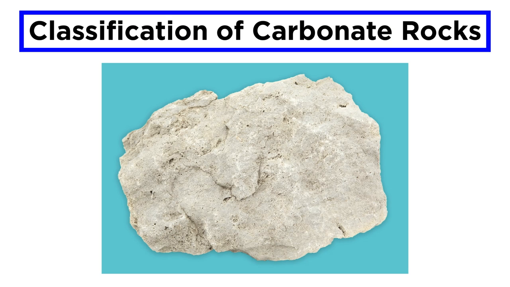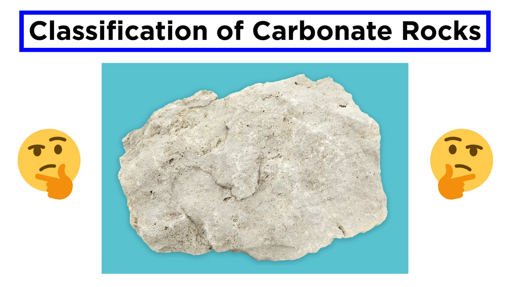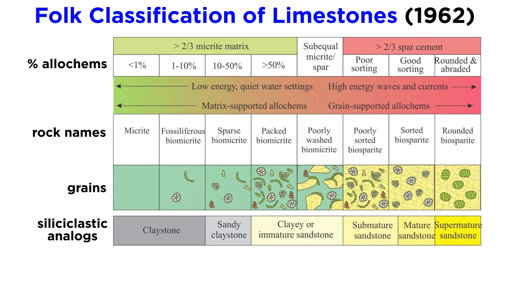Now that we have an understanding of what makes up carbonate rocks, we can start classifying them. The classification of carbonate rocks can be a bit confusing. Not only does it use a completely different scheme than siliciclastic rocks, but there are two completely different systems used, both being based on the rock's texture. We will focus on the classification system of Folk from 1962.